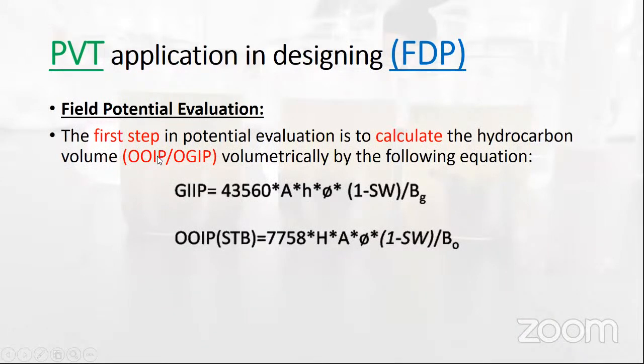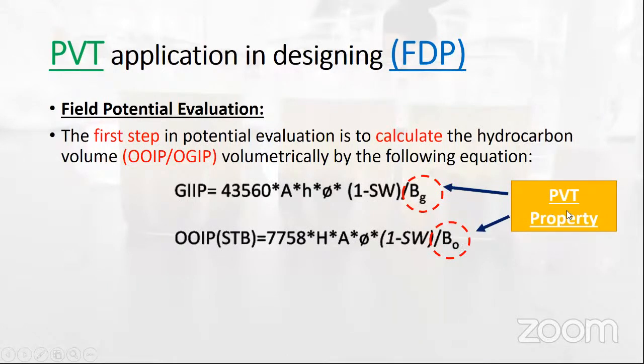The next application, after we know the fluid type, is that we should evaluate the project. We should evaluate the potential existing in this field. The first calculation to be made for our field is to know the amount of oil originally in place or the amount of gas originally in place, the oil in place and the original gas in place. By using the famous equations for the gas in place and the oil in place, we can notice that in the two equations, we have two aspects from the PVT study. We have the formation volume factor for gas in the equation for the gas in place, and we have also the formation volume factor for oil in the original oil in place.